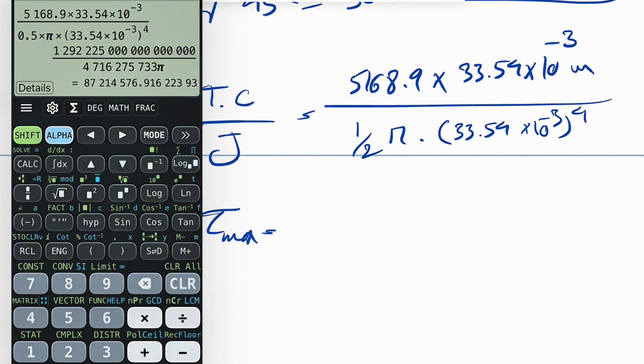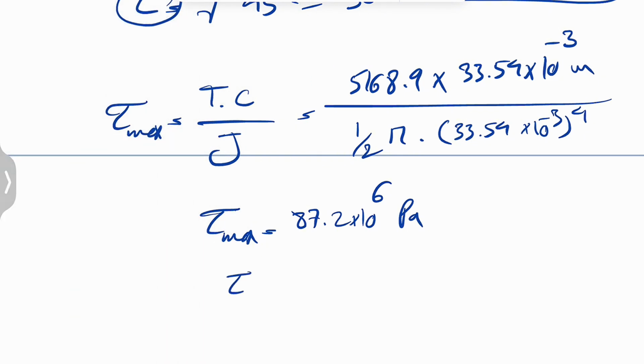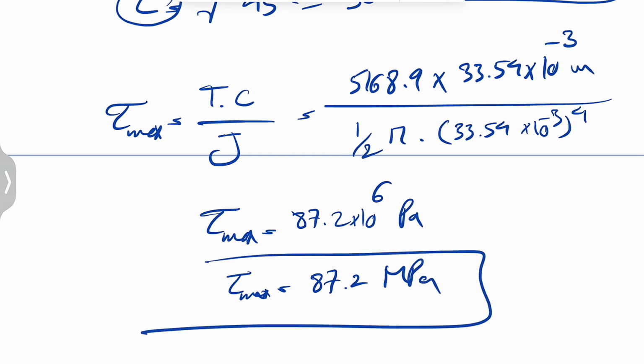I made a mistake. So yeah, that's going to be the final answer. And we can see we have 87 million. So we can do 87.2 times 10 to the 6 Pascal, or our maximum shearing stress would be 87.2 megapascal, and that's going to be the answer for the B part.